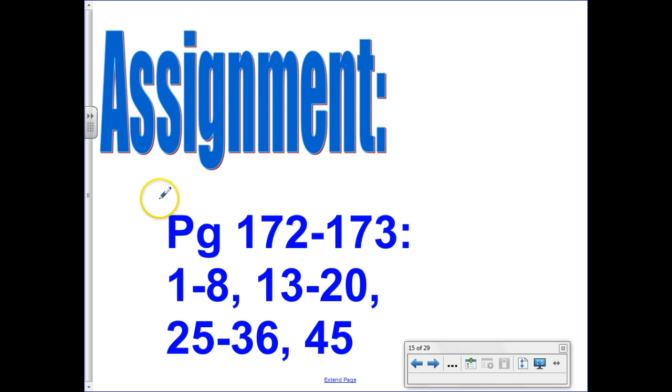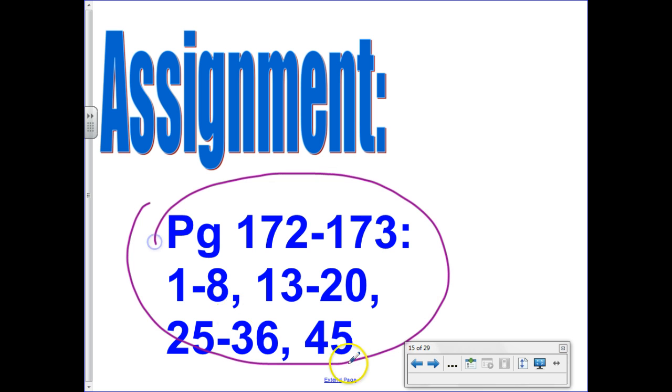So your assignment is to look at these problems on this page. It goes very, very quickly. Good luck and work hard.